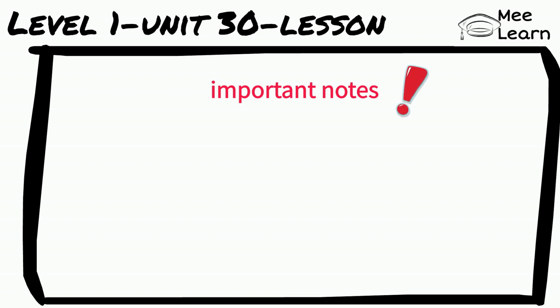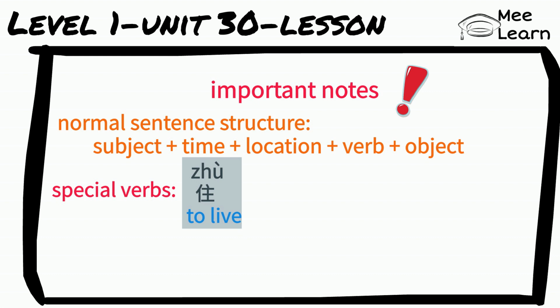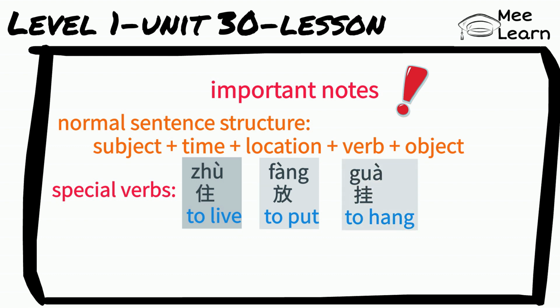Very important notes here. Our normal sentence structure is like this. Subject plus time word plus location word plus verb plus object. But sometimes you will encounter special verbs like 住, which is to live in a place, 放 which is to put, 挂 which is to hang, 坐 which is to sit.